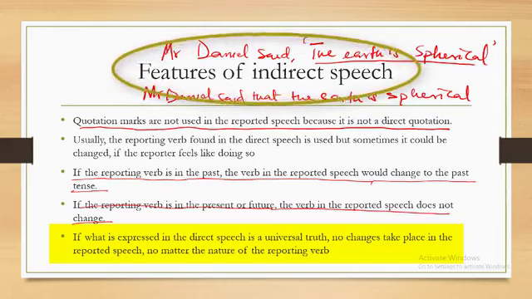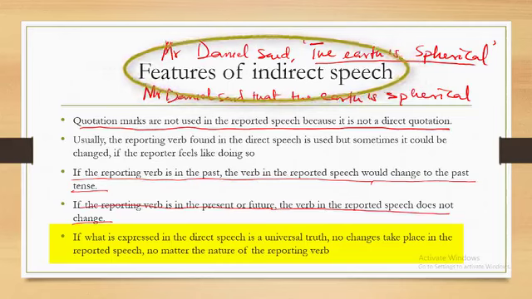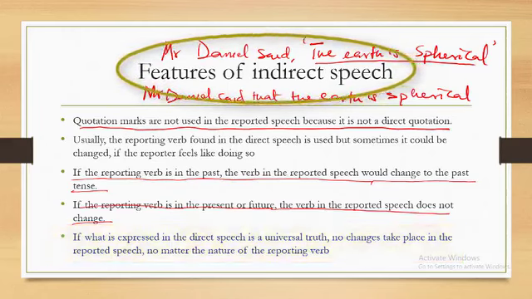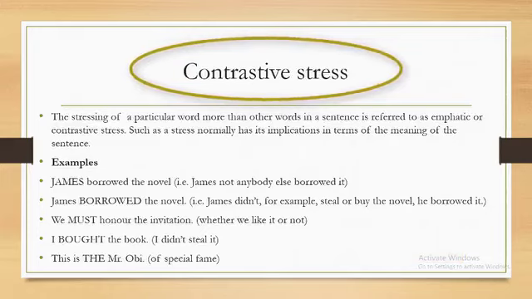So you can see the conversion. Mr. Daniel said that the earth is spherical. So you don't change the reporting verb, or the verb in what? Universal truth. Okay, no matter what, the nature of the reporting verb does not change. I believe we got that.